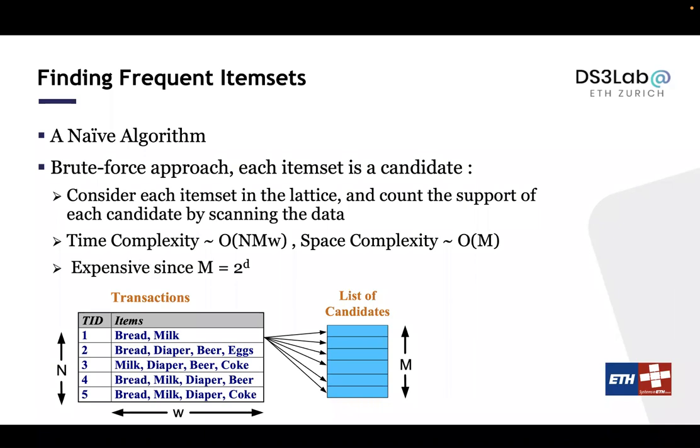It is expensive because the amount of candidates you have is exponential with respect to the number of elements that you have. In practice, think about Netflix, which has hundreds of thousands of movies. The number of item sets, the candidates that you have, could be huge, 2 to a couple million. So that is the fundamental problem of this.